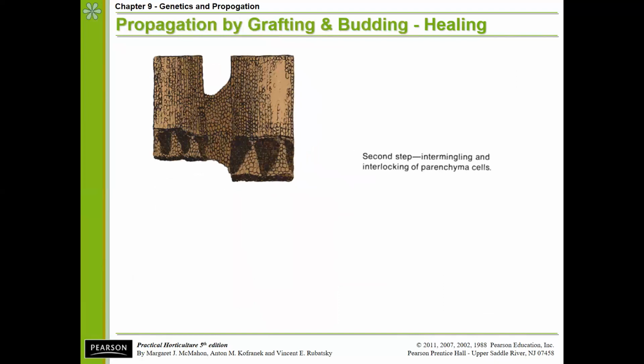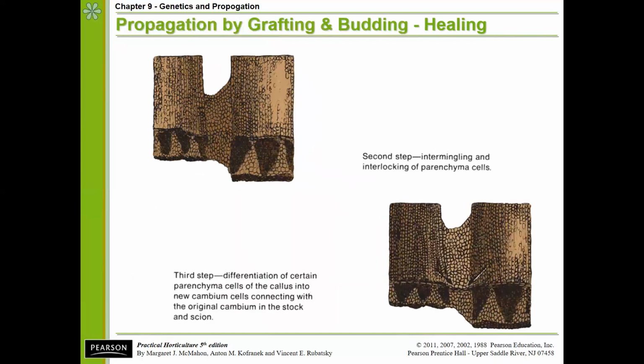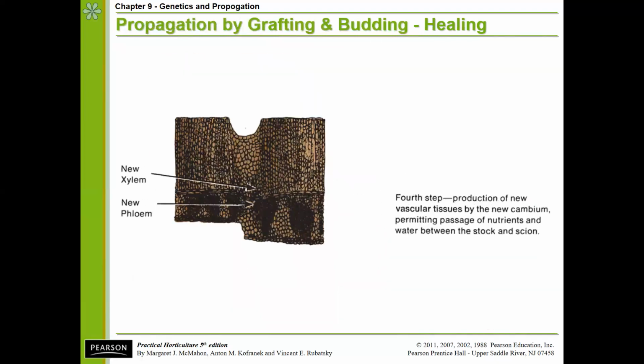And here's just an image of that kind of occurring, where basically you have the interlocking parenchyma cells, that callus tissue that seals the deal and makes it all work out. And then there we have new xylem and new phloem forming and allowing nutrients to be conducted as well as water.